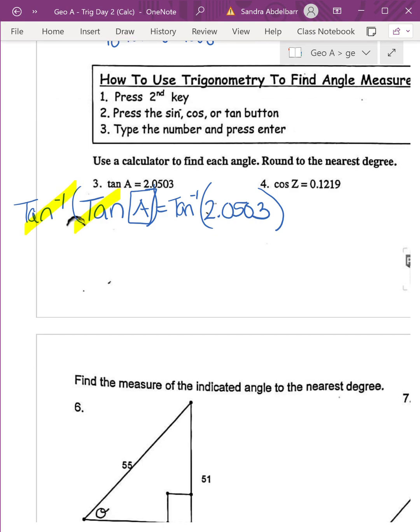And then these tangents cancel out. So I am left with angle A is equal to the inverse of tangent times 2.0503. Now let me show you how to get this onto our calculator.